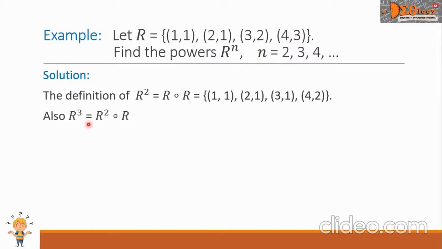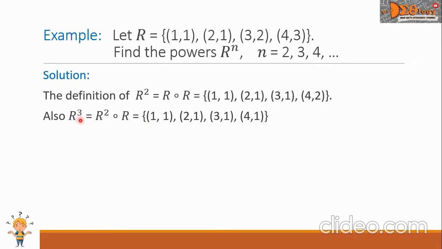Also, for R cubed, we will have R composite R squared. So this (1, 1) will map to (1, 1), and we will have the first element (1, 1). This (2, 1) will map to this (1, 1). Eventually, we will have (2, 1). This (3, 2) will map to (2, 1), and eventually we will get (3, 1). This (4, 3) will map to (3, 1), and eventually we will get (4, 1). So these are the elements of R cubed.